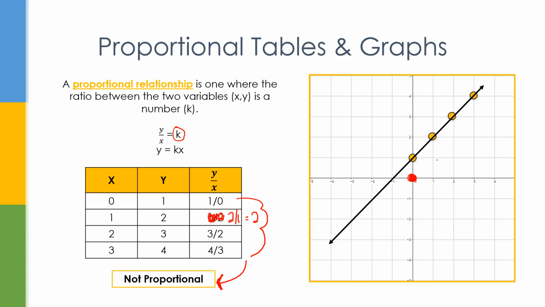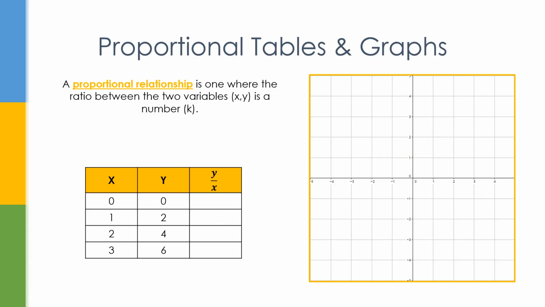And it has to be a straight line. So it has to start at the origin, and it has to be a straight line on the graph for it to be a proportional relationship. So for it to be proportional, one more time, these numbers should all be the same. And then your graph should start at the origin and create a straight line. So let's look at another one of these.